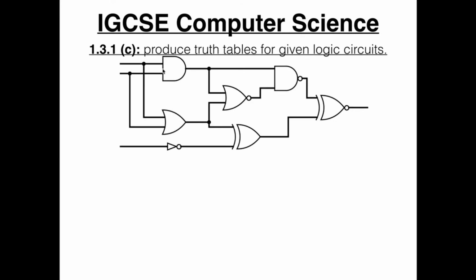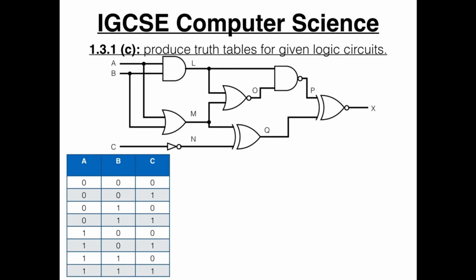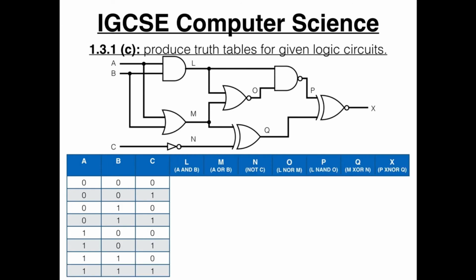So now we get to this bigger logic circuit, and this is the one, if you remember, that we made with all of the seven gates that we learned about. So we have our inputs, our intermediate values, and our output. Let me just set this up first. So we have all our possible values for the inputs, and of course we have our other values.